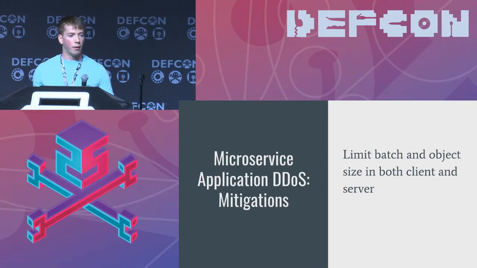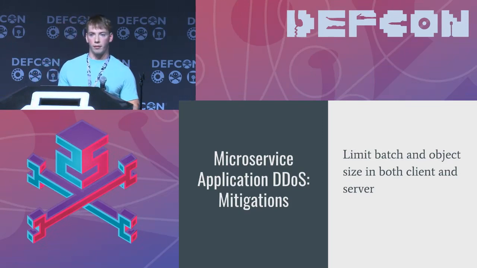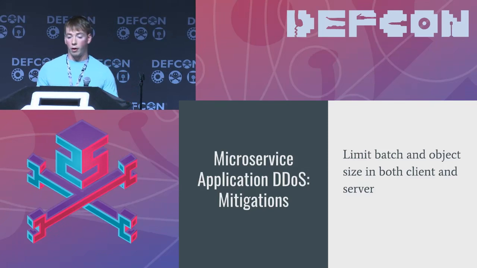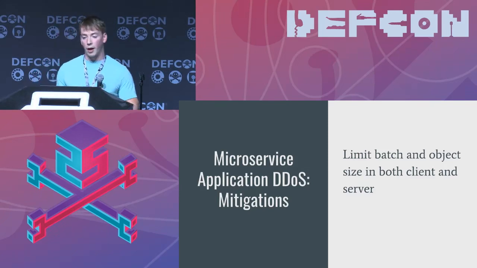A good and reasonable mitigation is actually just to limit the batch and the object size, right? If I can't make a request to your service that's absolutely obnoxious and abnormal, if you're a service that usually returns 10 objects and somebody's asking you for 1 million, you should probably have limits in place, hard limits. And you should enforce those limits on both the client and the server.